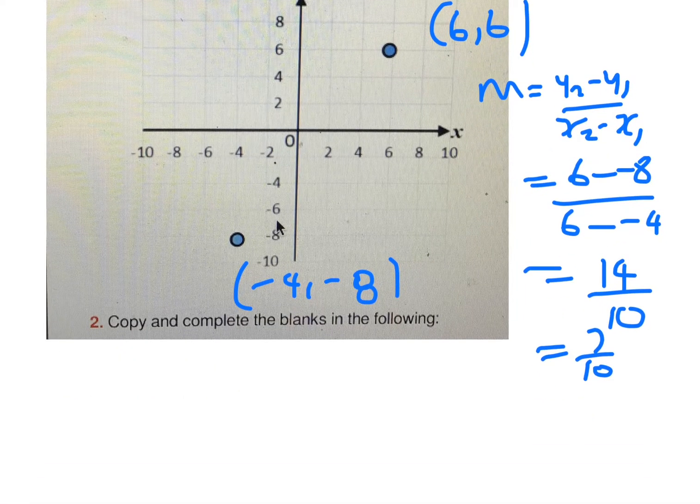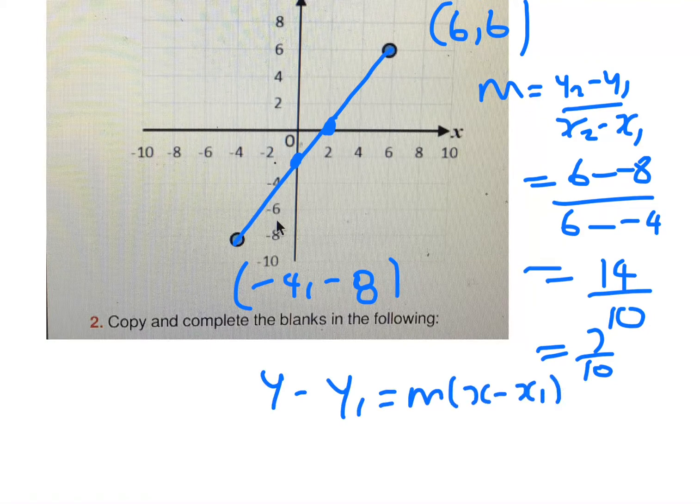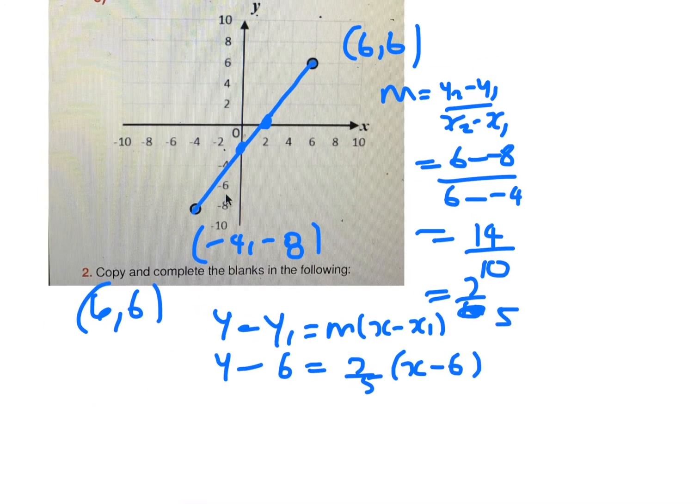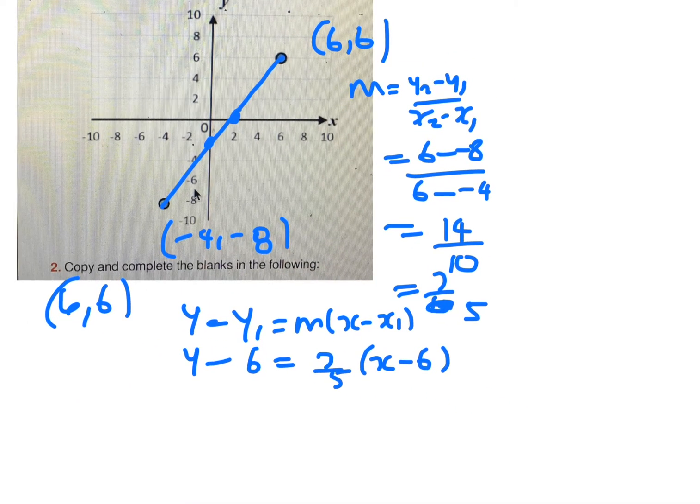Now, you could just draw this, but it's hard to read the point for the y-intercept, though I think it's minus 2. But we're just going to use our formula. So it's y minus y1, and I'll take the point (6, 6): y minus 6 equals 7 over 5, x minus 6, because 14 on 10 simplifies to 7 on 5.